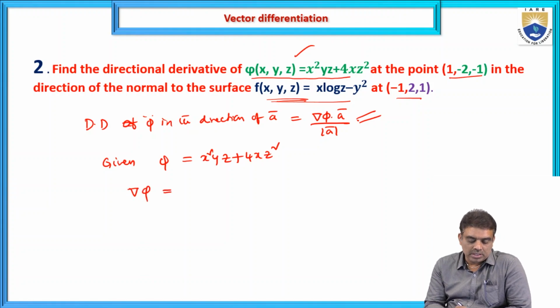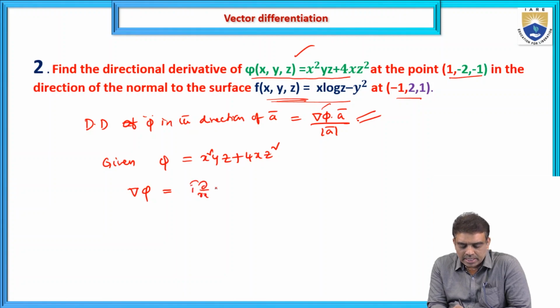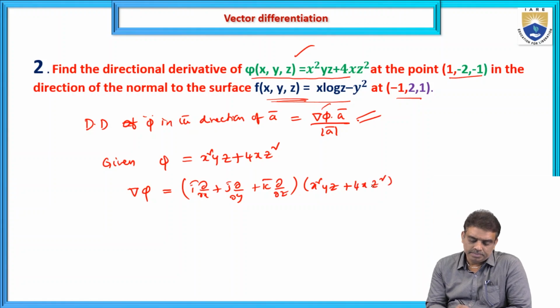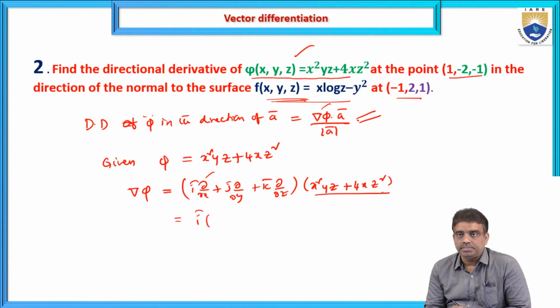Grad phi is the first item in the formula. That is i bar dou by dou x plus j bar dou by dou y plus k bar dou by dou z of phi. What is phi? X square yz plus 4xz square. So that is i bar into, what is dou by dou x of the entire term, the partial derivative with respect to x? That is, first one is 2xyz plus second one is 4z square.